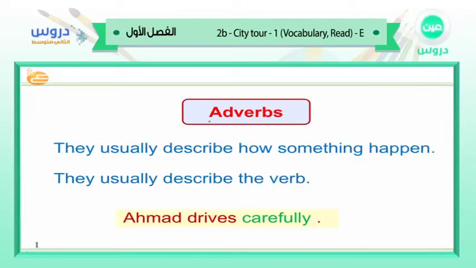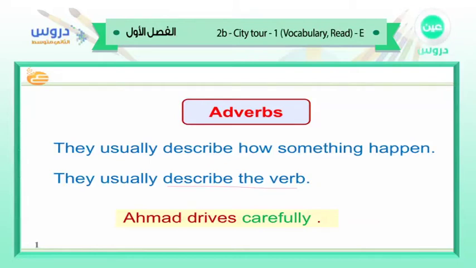Let's go ahead. Adverbs. What is the meaning of adverbs? They usually describe how something happened. Adjectives describe the noun. An adverb describes how something happened. They usually describe the verb. But an adjective describes the noun. And here, we describe the verbs.